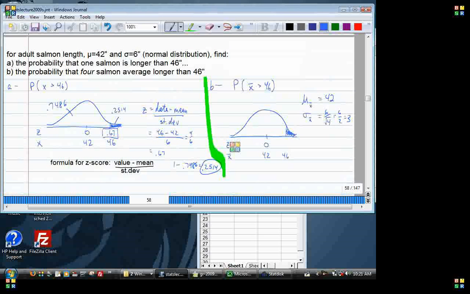Okay. So what do we need to calculate now? Now we need to find the z-score. So z equals what? 46 minus 42 divided by, yes, divided by 3. Because what is our standard deviation in this problem? It's 3. We just figured that out. So here we get 4 over 3. So we're going to use 1.33. So this z-score is 1.33. So now we need to go in and find the area.